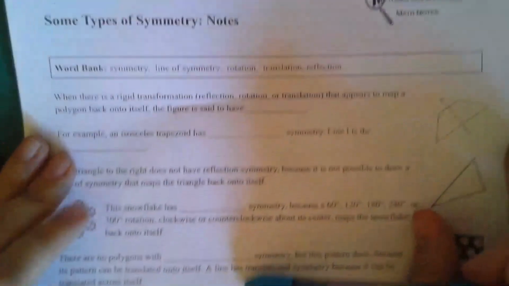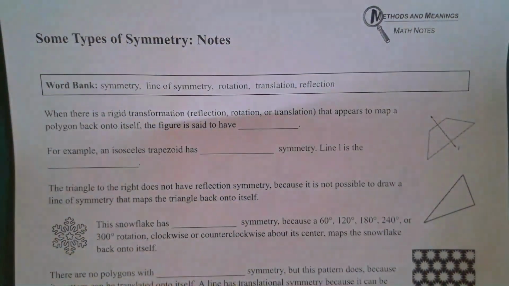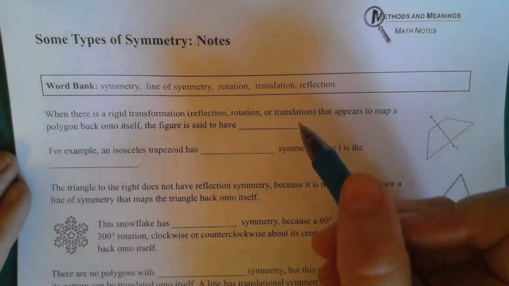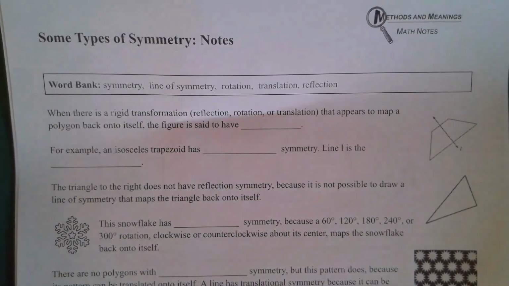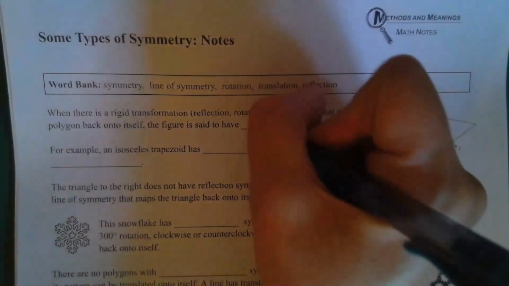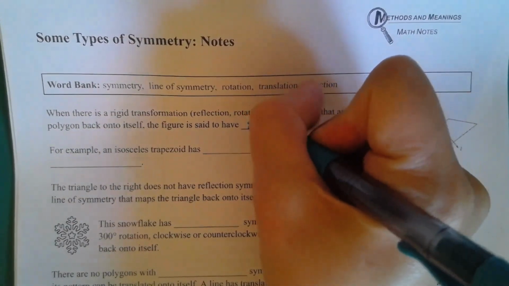These notes summarize types of symmetry. Now, when there is a rigid transformation, that's when you reflect, rotate, or translate. Translate is like sliding something across a page. And it appears to map a polygon back onto itself. Then we can call that symmetry. The figure is said to have symmetry.